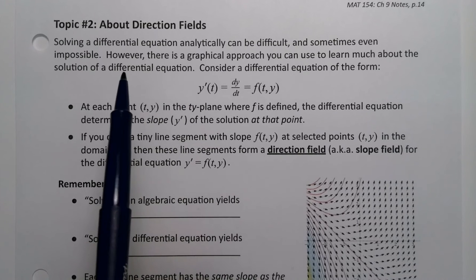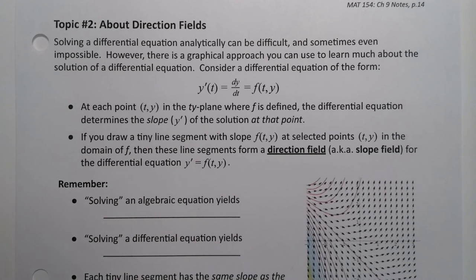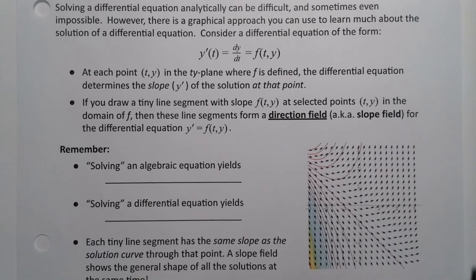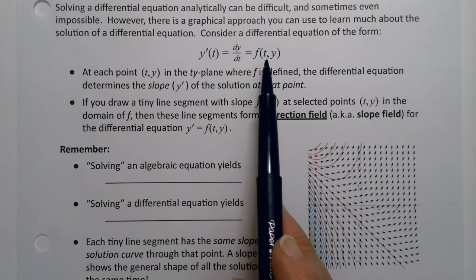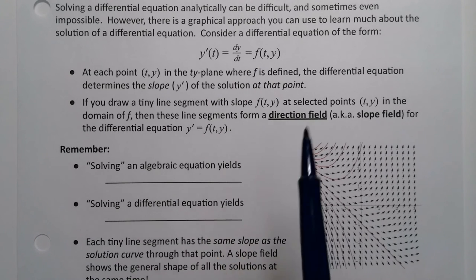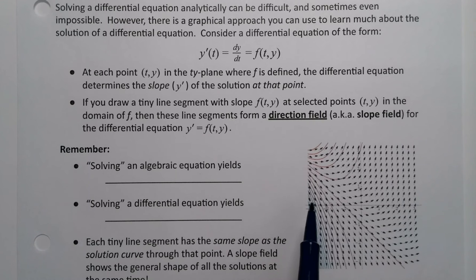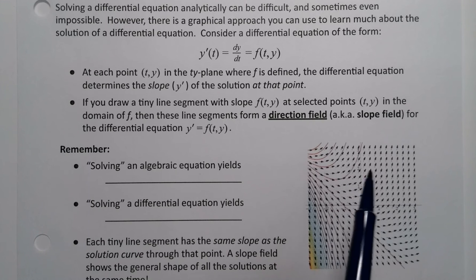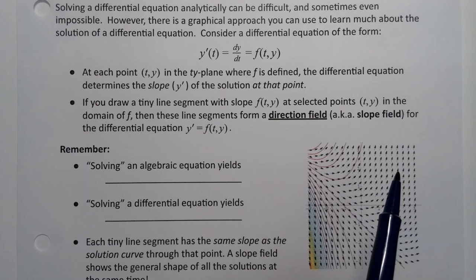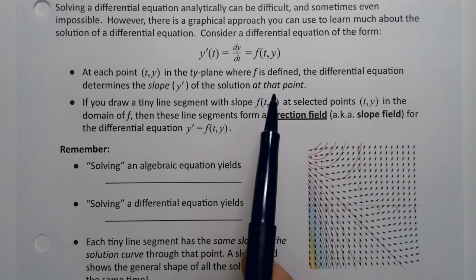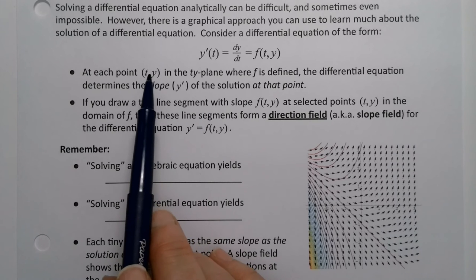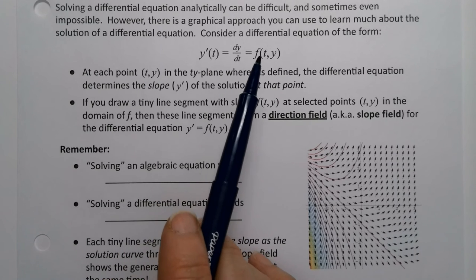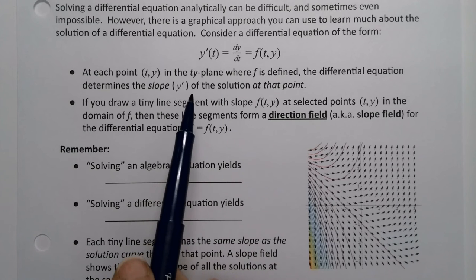So instead of finding the solution, just using the graphs and learning about what the solutions would look like. So consider a differential equation of the form y prime of t, equals dy dt, which is equal to some function f of t, y. At each point (t, y) in the ty plane, where that function f is defined, the differential equation determines the slope of the solution at that point. That's what we just learned on the previous page, that you substitute that point into your differential equation and you will find the slope at that point.